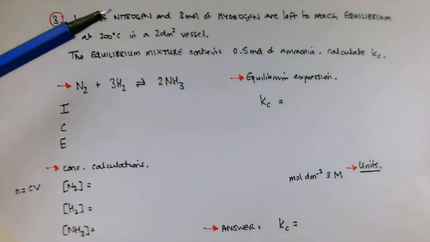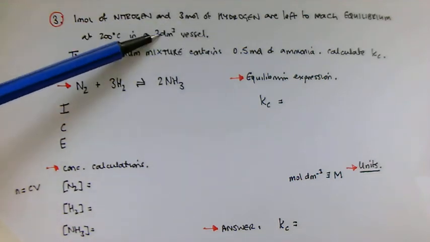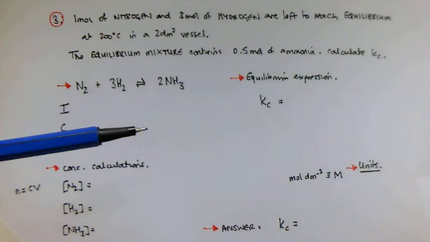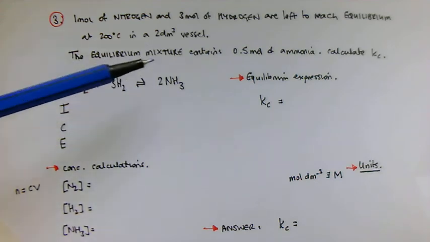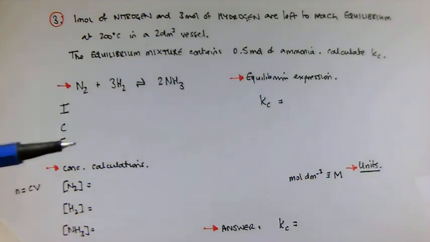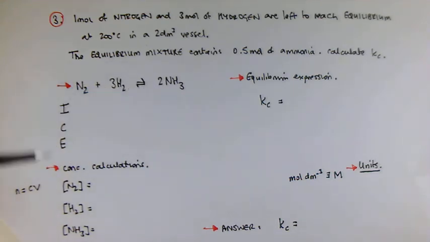So 1 mole of nitrogen and 3 moles of hydrogen are left to reach equilibrium in a 2 decimeter cubed vessel. So those two things are mixed together and equilibrium is established, and the equilibrium mixture contains 0.5 moles of ammonia. Calculate Kc. So the first thing you need to do is work out the equilibrium amounts of these three chemicals in the Haber process.